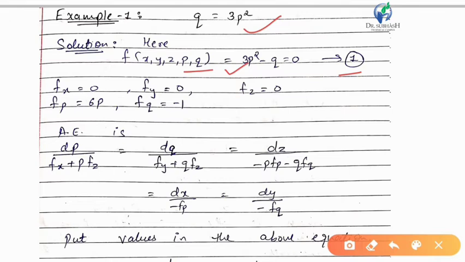So fx is, differentiating equation 1 with respect to x, it will be 0. Next is fy. There are no terms of y, so fy will be equal to 0. Similarly, there is no term of z, so fz equal to 0. fp will be equal to, we differentiate equation 1 with respect to p, we get 6p, and on differentiating equation 1 with respect to q, we get minus 1. Now we have written here the auxiliary equation as written above, that is equation A, I am writing here.